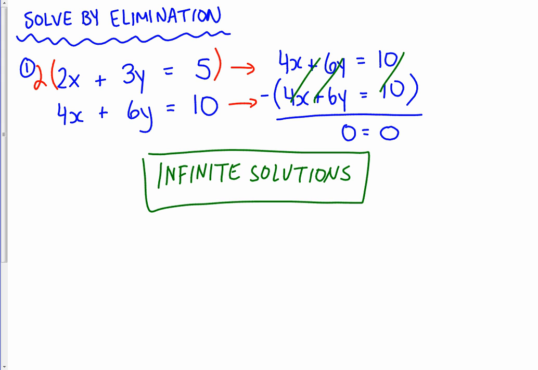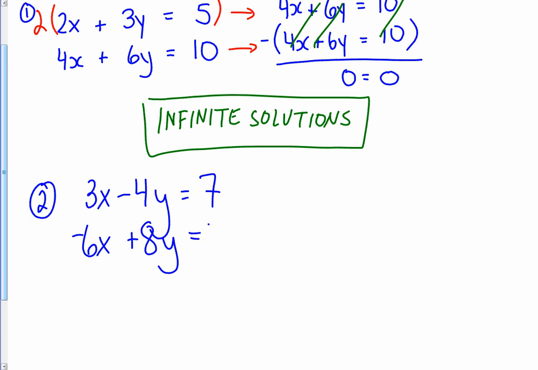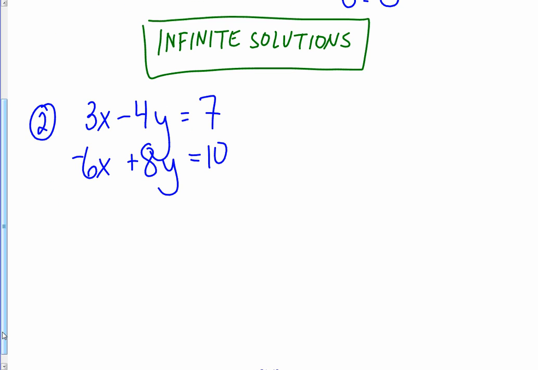Infinite solutions. Okay? Write down the second equation, which is 3x minus 4y equals 7. And negative 6x plus 8y equals 10. Okay, which variable do you want to eliminate, x or y? X? Okay, so we're going to multiply the first equation by 2 or negative 2. Remember they can be opposite signs, we could just add them. It's up to you, it doesn't matter.